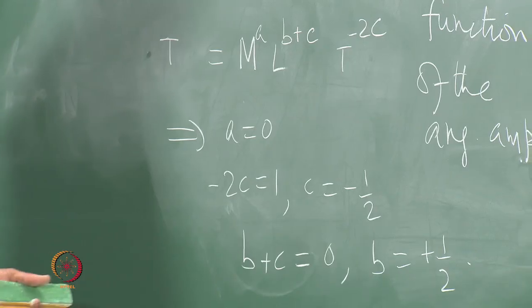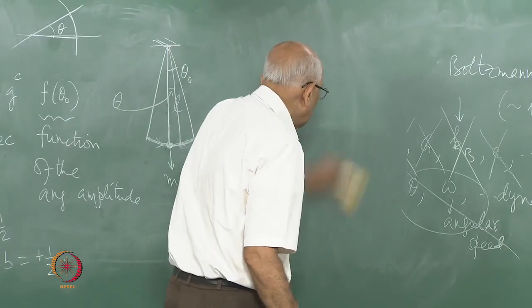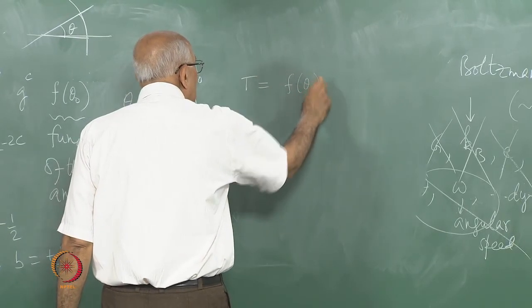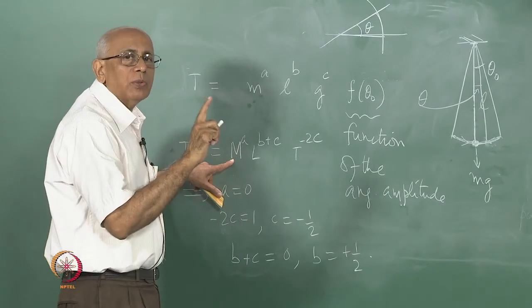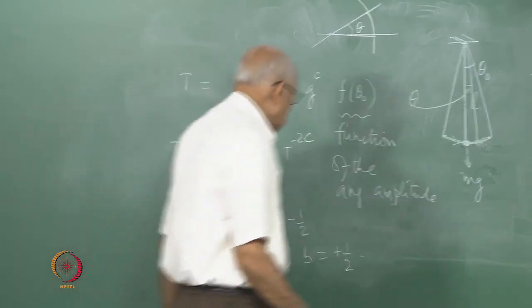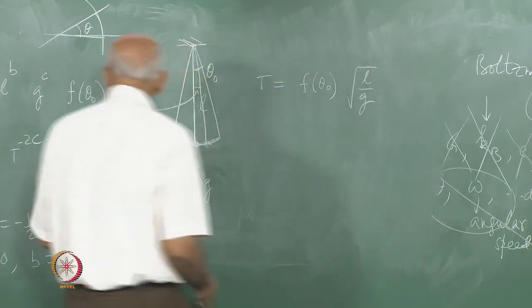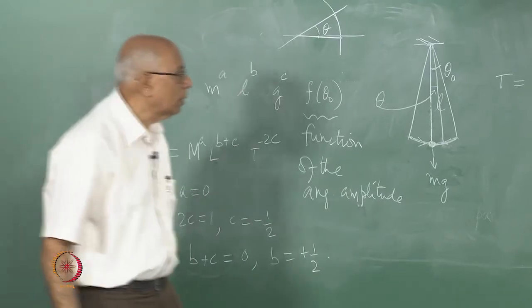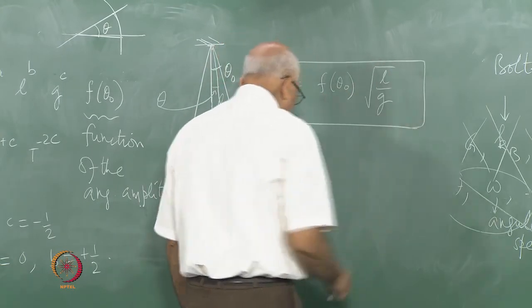Okay. So if you solve these 3 equations and write it down, we have our formula for the time period of a simple pendulum, which says that the time period must be equal to some unknown function of the angular amplitude multiplied by m to the power 0, so the mass does not appear at all. L appears of course, and g appears, so square root of L divided by g, because c was minus a half while b was plus a half, so it is just the square root of L over g. So that is our formula for the time period of a simple pendulum in this case.